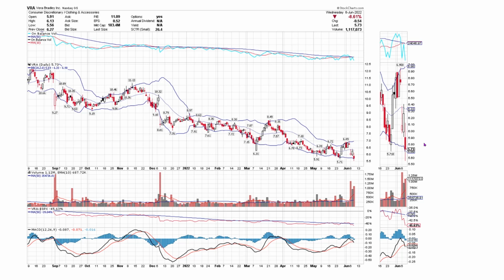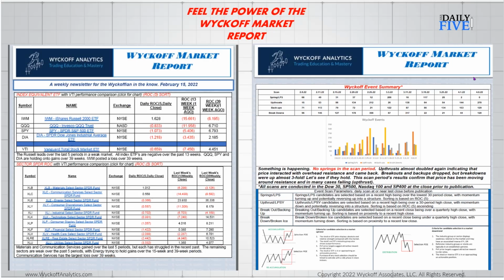We did that because I often use a piece of the scan logic as part of the sorting criteria, and that way we're really echoing the scan terms into the sort criteria. Very, very powerful technique. Some of these techniques we use in the Wyckoff market report. This is a scanning based market report that looks at the presence or absence of Wyckoff elements as a part of market analysis.